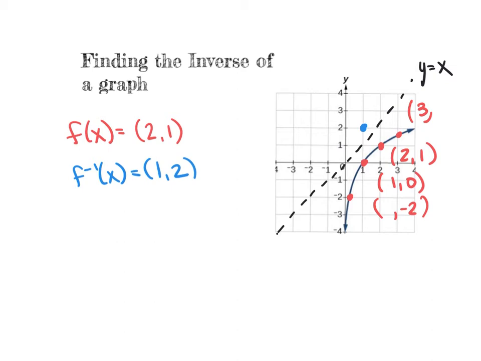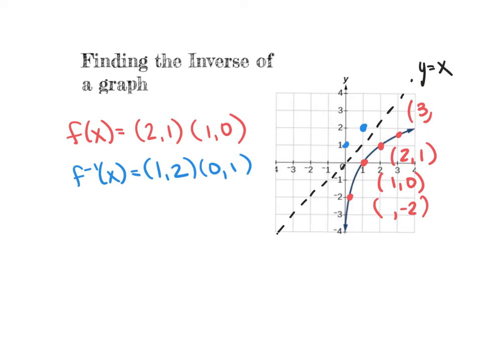And they're just mirror images of each other. If the point 1, 0 is on this function, then the point 0, 1 is on the new function, which is this right here. And so this gives me an idea of what's happening here around this.